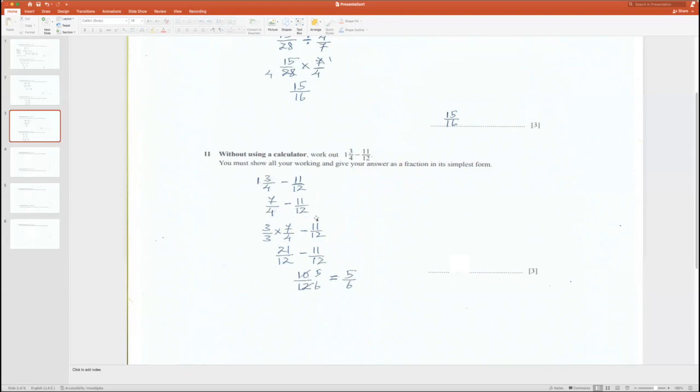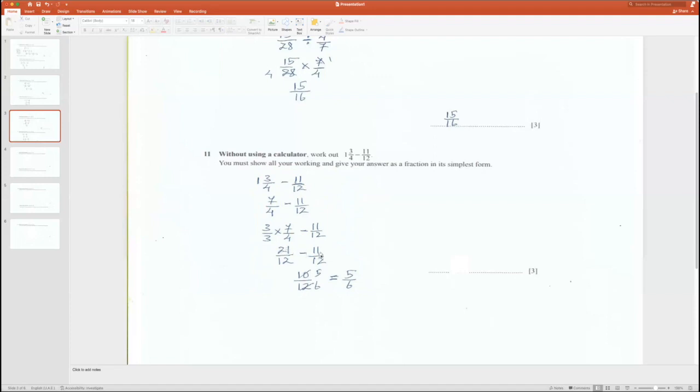Here 12 is the common denominator. We have to multiply by 3 to get the 12. 7 over 4 multiplied by 3 over 3. Then 3 times 7, 21 over 12. So here, 11 over 12, now having a common denominator.